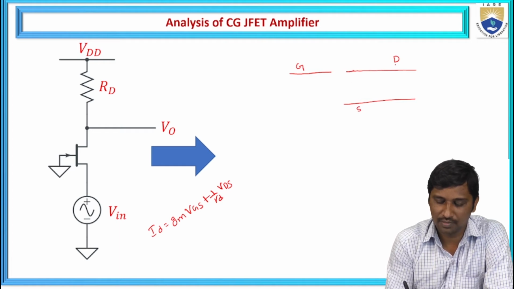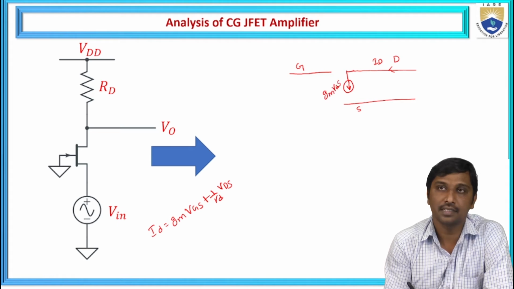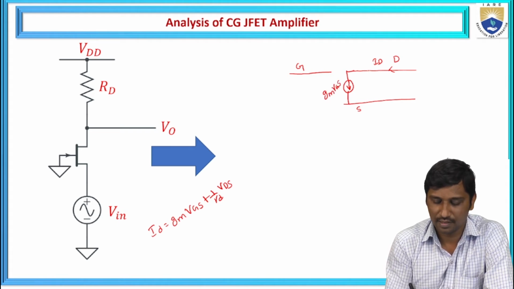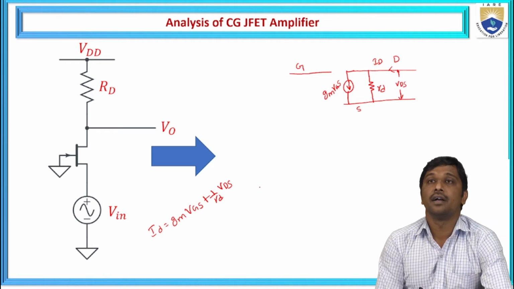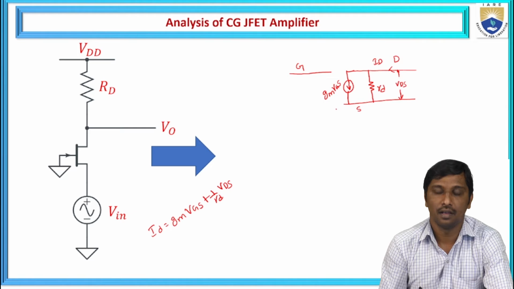And we have this mathematical relation. The drain current flows. What is the drain current? It is represented as gm times VGS plus 1 by rd times VDS, and this is VDS. So this is a small signal model.